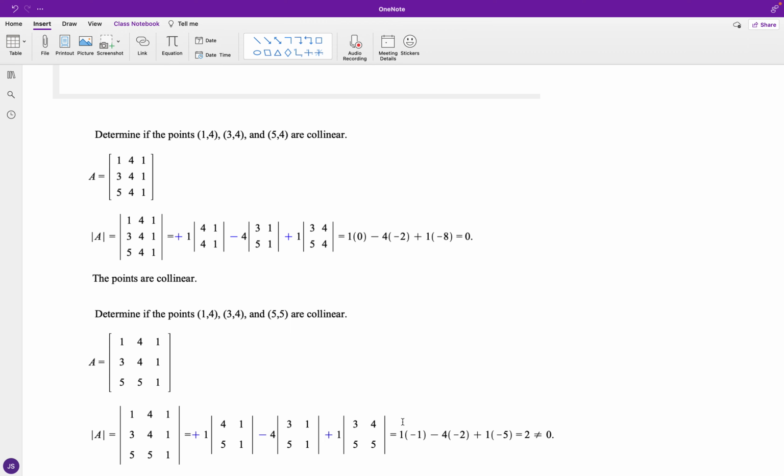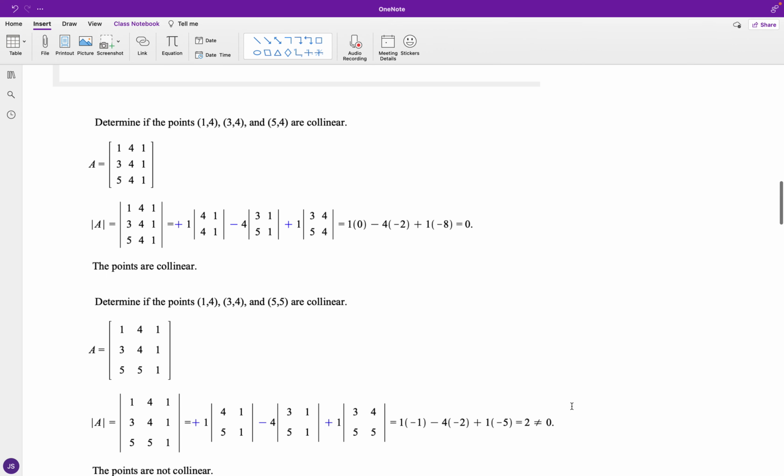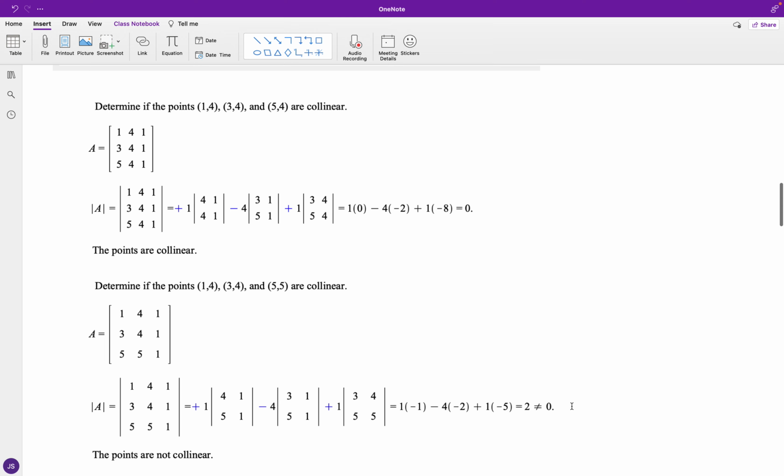So here we're going to have negative 1 plus 8 is 7, and 7 minus 5 comes out to 2, which is not equal to 0. And since the value of this determinant does not equal 0, these points will not be all collinear.